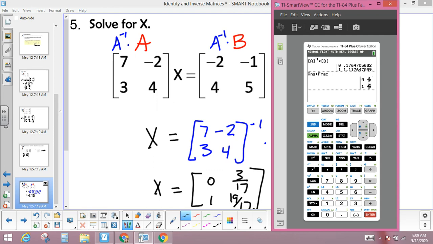Okay, so now you know how to find the identity matrix and how to find the inverse matrix, why they're helpful, and how to use your calculator to do some of the things that we have learned.